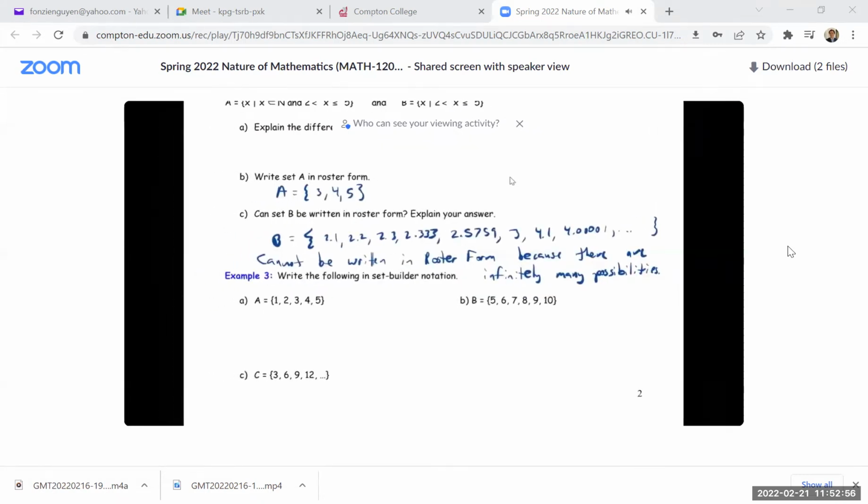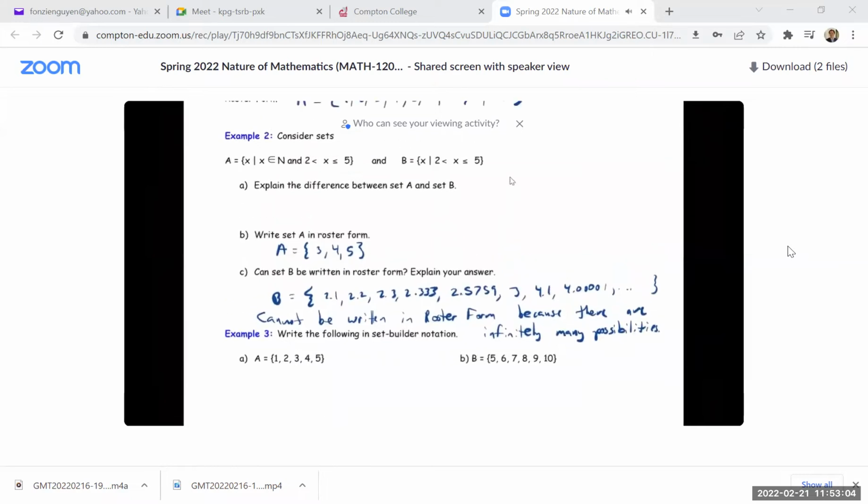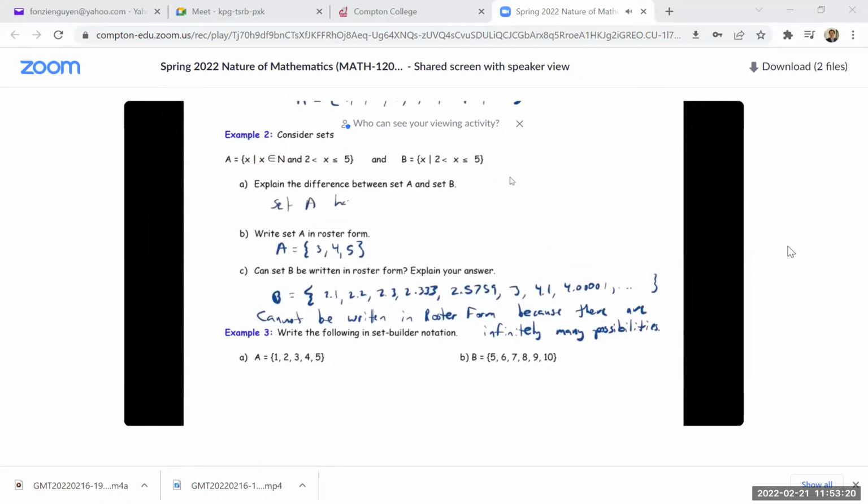So I just said that it cannot be written in roster form because there are infinitely many possibilities. The biggest difference was that this one is an element of the natural numbers, and this one did not say that. Therefore, you can have decimals. Explain the difference between set A and set B. Set A has x an element of the natural numbers, and set B does not. All right, so that's the difference.